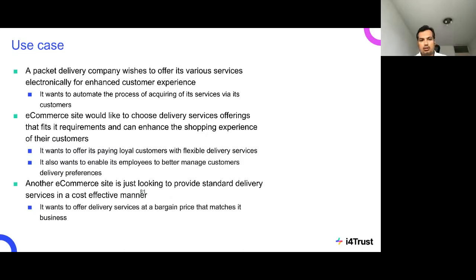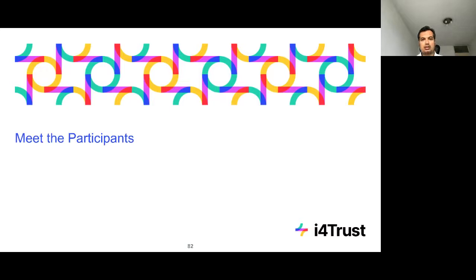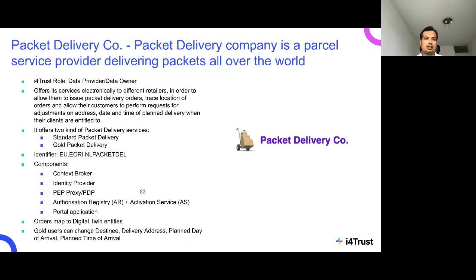There is another e-commerce website which is just doing regular business. Its target audience is basically all the people who look for bargains or cheap products. So it doesn't really look at various flexible offerings, but it really looks at how to offer services in the best and cheapest manner, yet in an efficient and effective manner. Right. So these are the three main participants of this use case. Let's have a look at each participant in a bit more detail, exactly with their names.